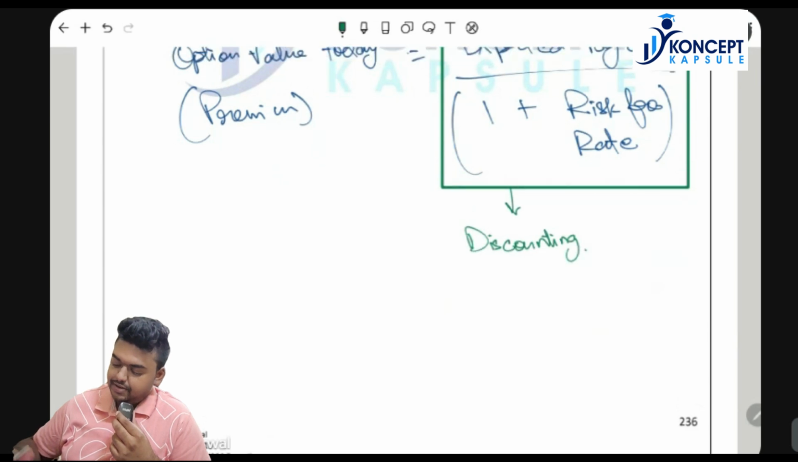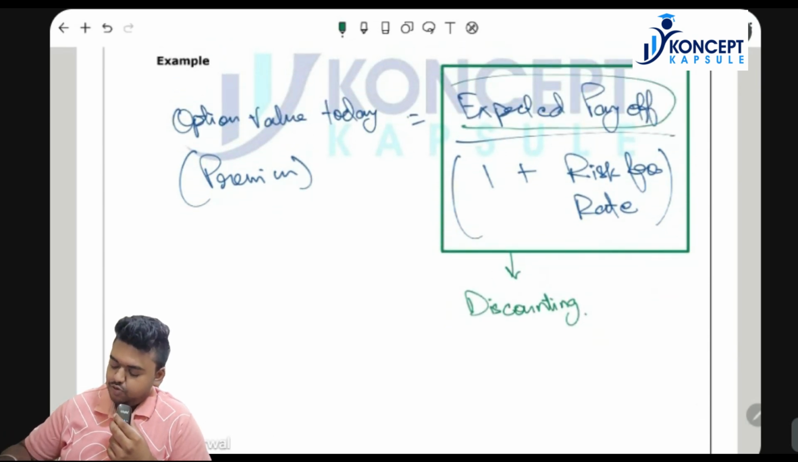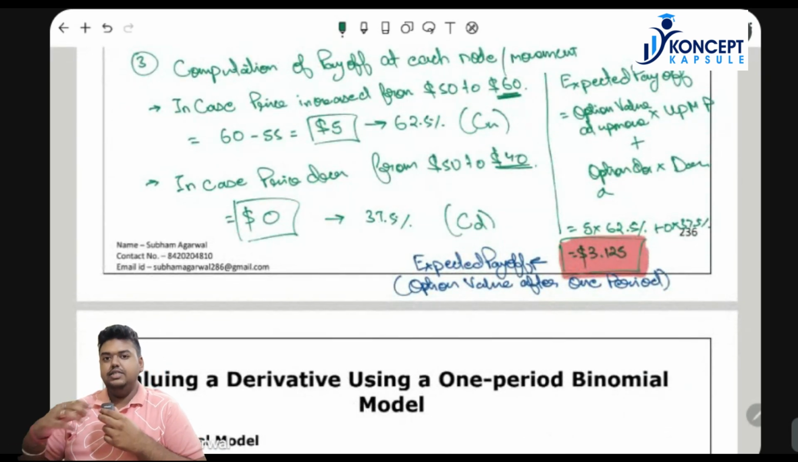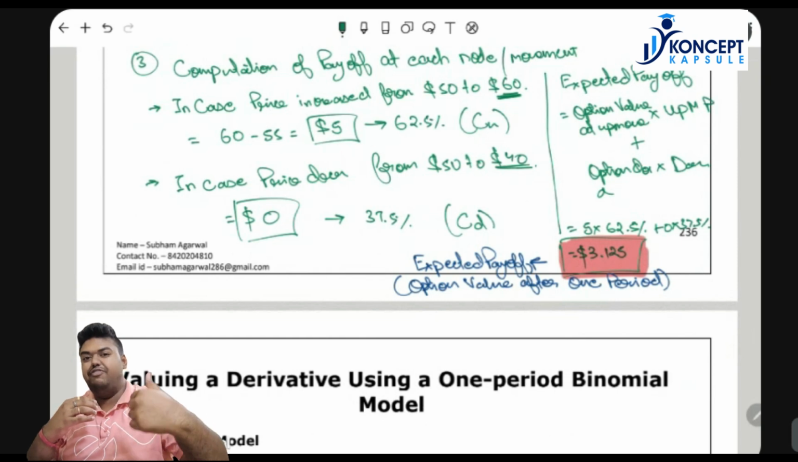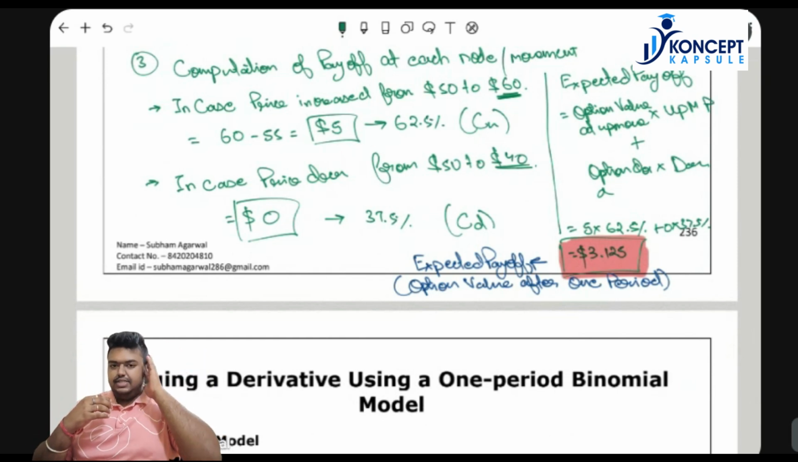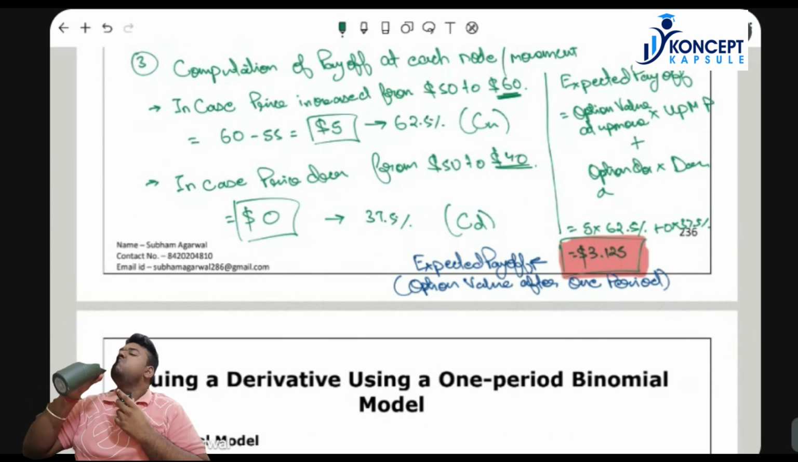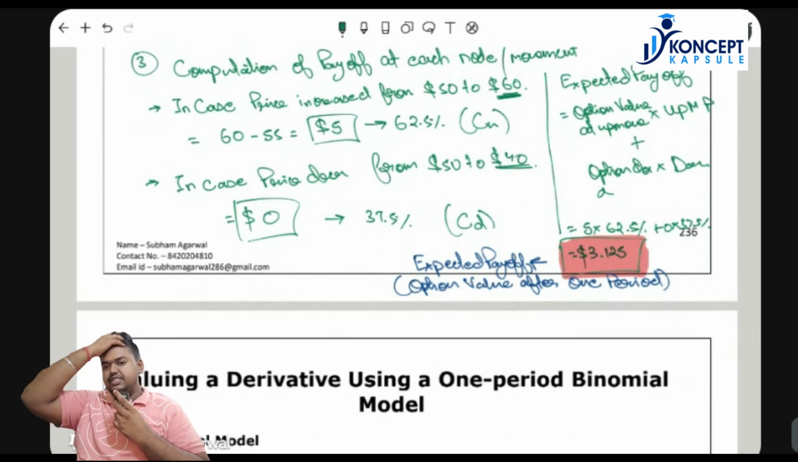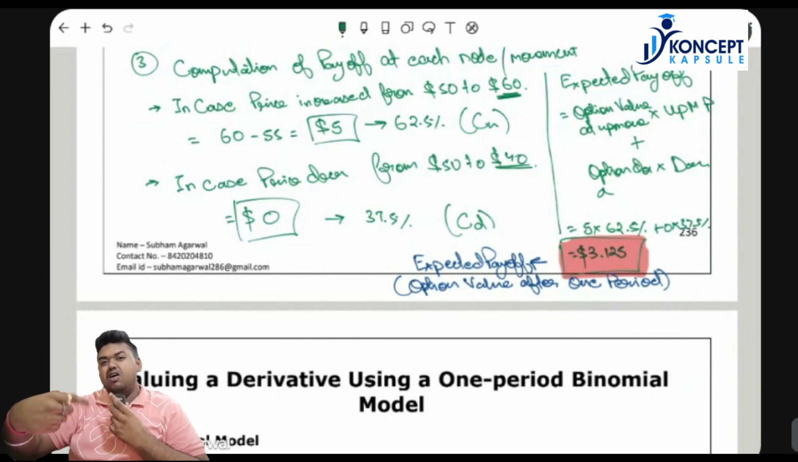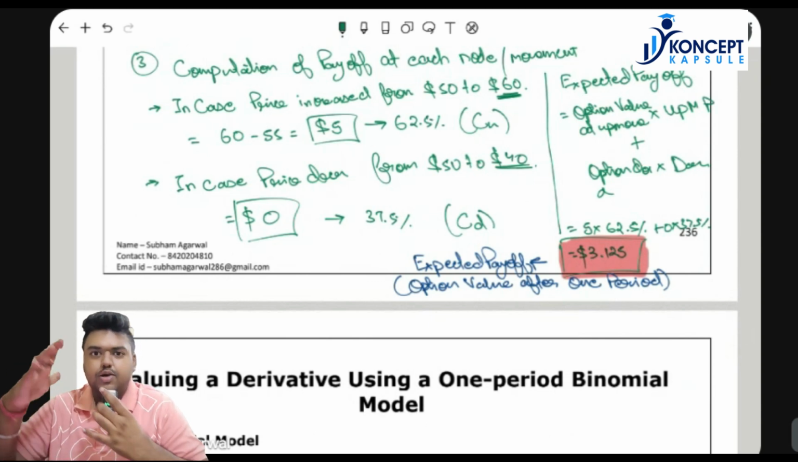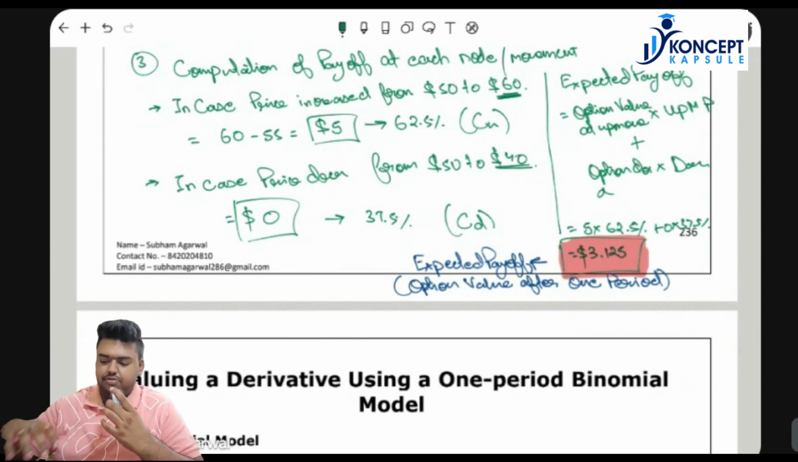So basically, this expected payoff is a future sum. What is a future sum? This 3.125 that you are getting over here. Will you earn this today or will you earn this after 1 year? This 3.125 which you can earn from the option after a year, which is an expected earning after a year. Are you earning it today or are you earning it after a year? You are earning it after a year.